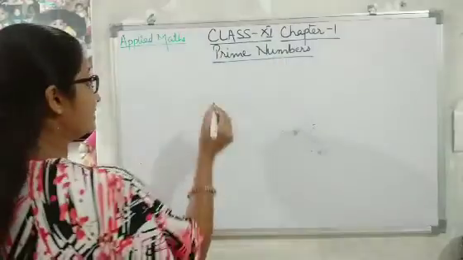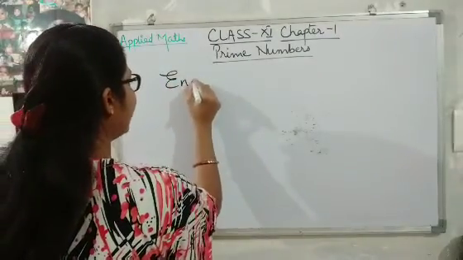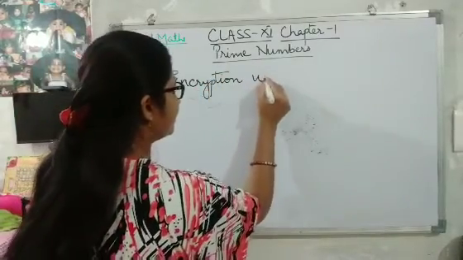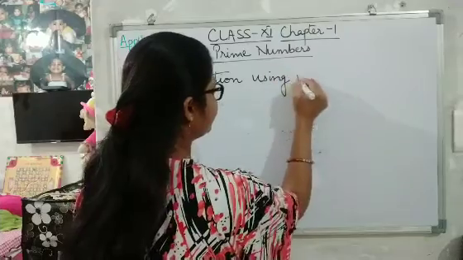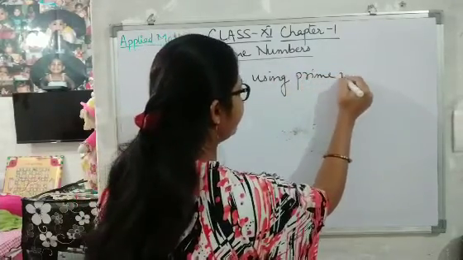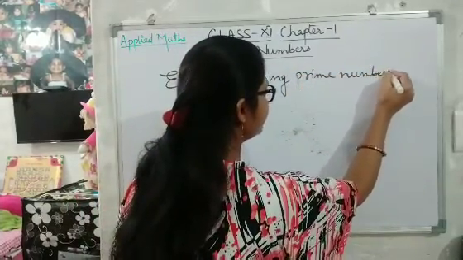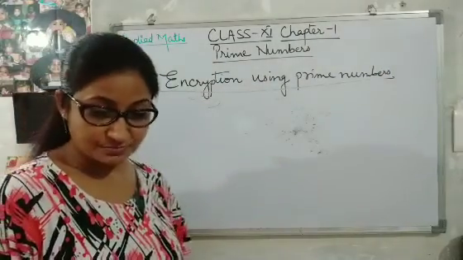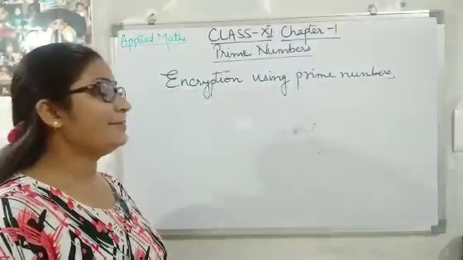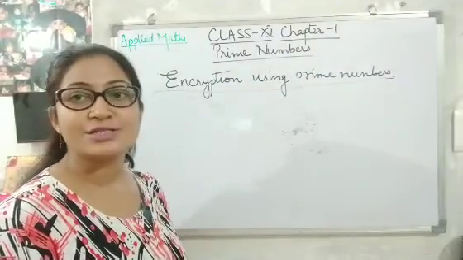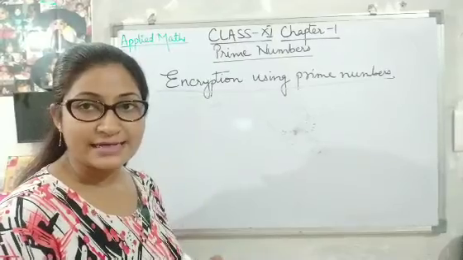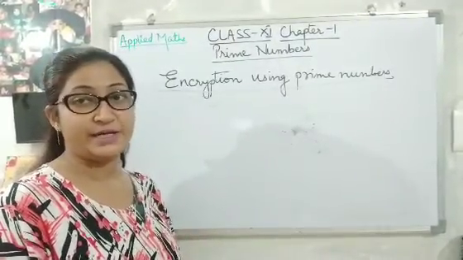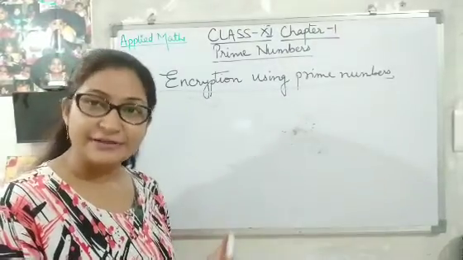So there are 3 ways of encryption using prime numbers. So why are we using the prime numbers? Because if you multiply prime numbers, multiplication is quite a simple concept, but if you try to factorize the product of prime numbers, then it is quite difficult.